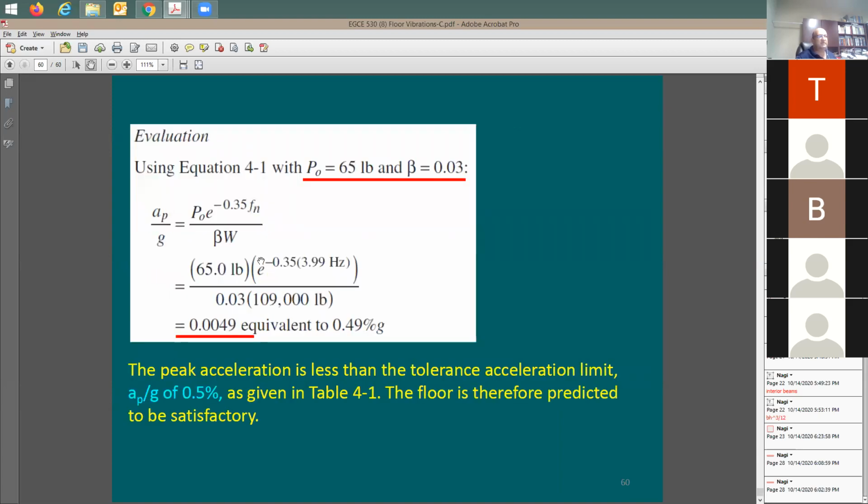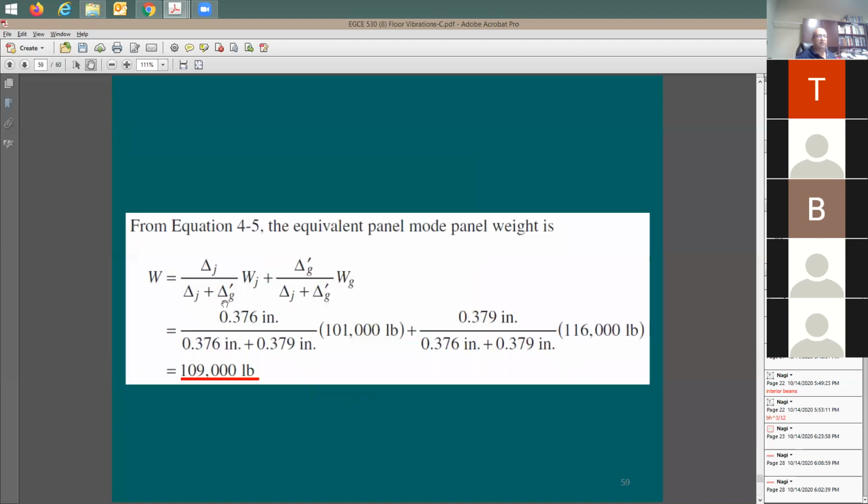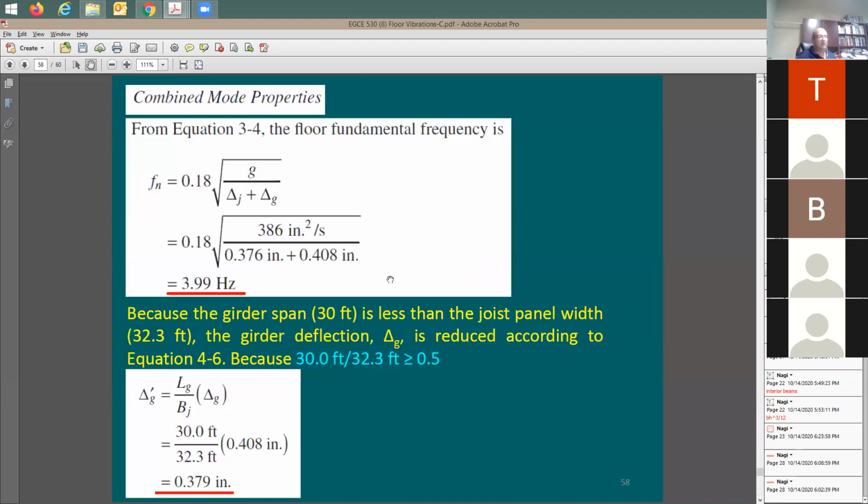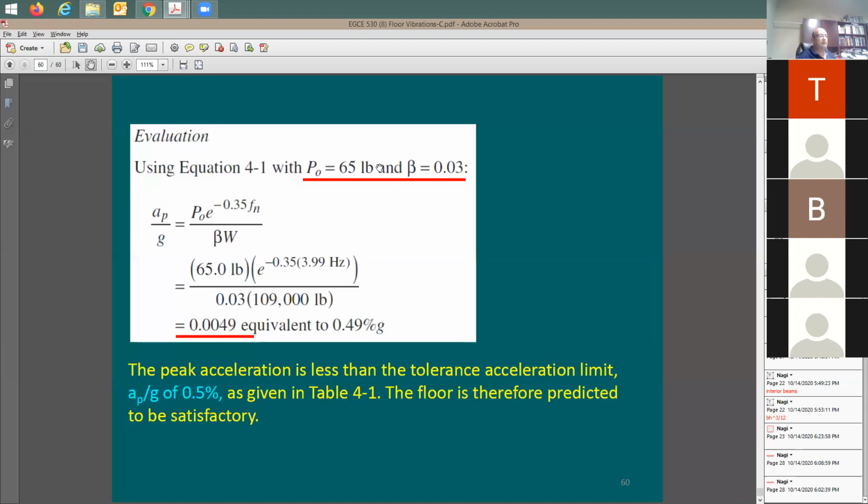And then after this, we use this equation. P sub 0 is going to be the 65. F sub n is going to be the 3.99 for the combined, which we have just done here. This is going to be the combined frequency. And then we use the effective combined weight, the 109 kips. And with that, I have an effective amplification factor. This is going to be the vertical acceleration. The effective one is going to be 0.0049, which is about 0.5%. So this system turned out to be okay at the end.